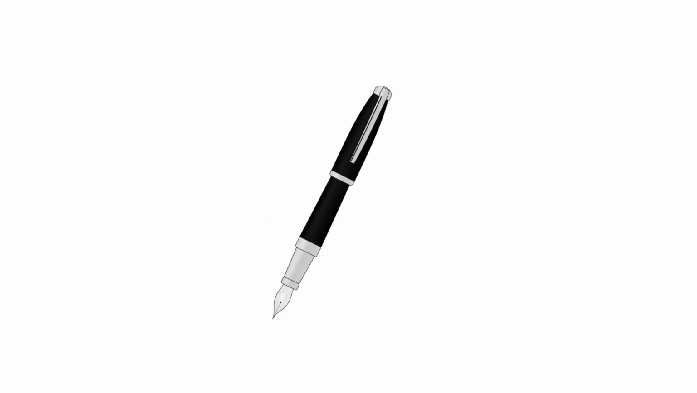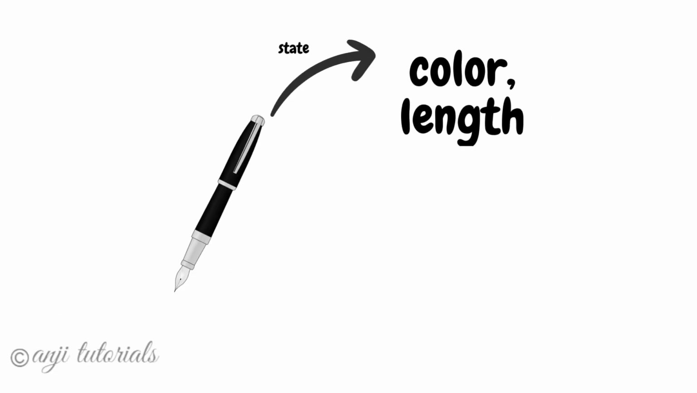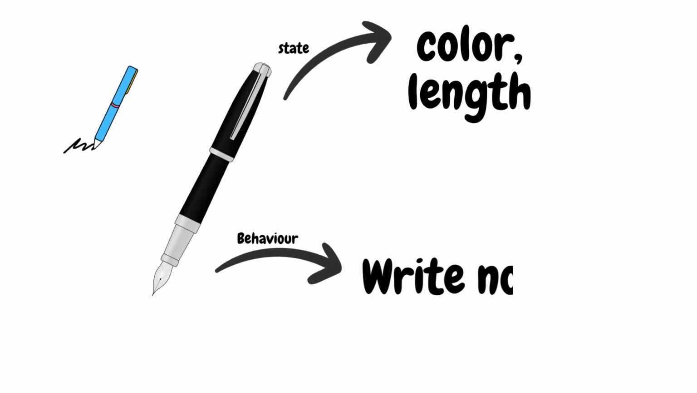Let us take pen for example. The properties of the pen are color and length. Both color and length represent the state of the pen object. And we use pen to write notes. So here write notes represent the behavior of the pen object.